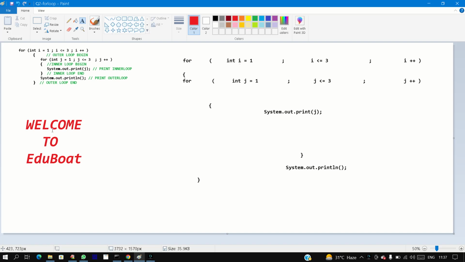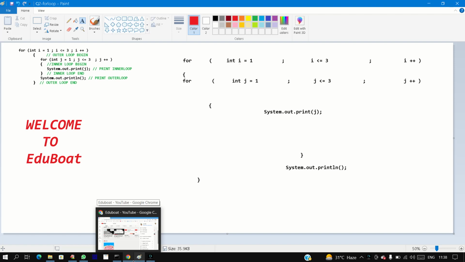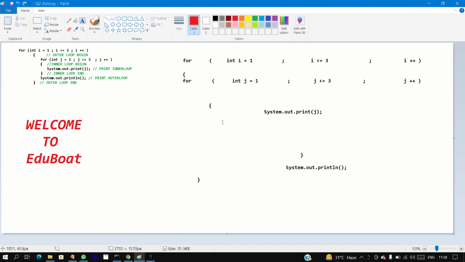Welcome to your channel Edubot. So guys, in today's video we will be learning how to print a simple pattern. Very simple pattern again we will be printing today. I hope you must have seen my previous videos. This is part number 3 in which we will be using inner loop and outer loop to print a small pattern.